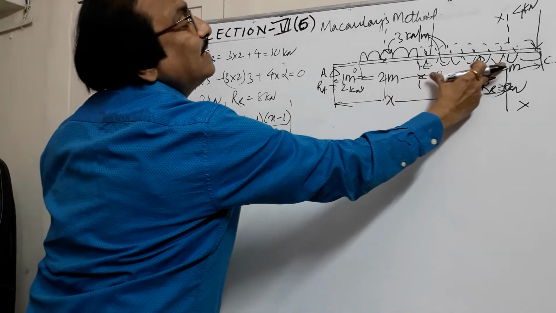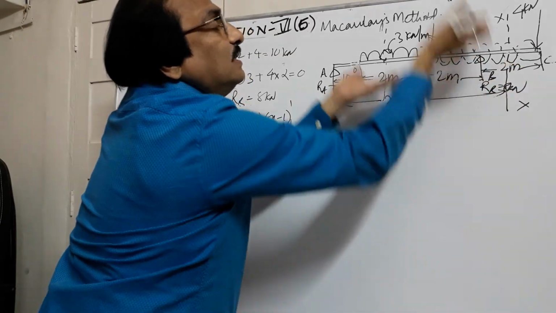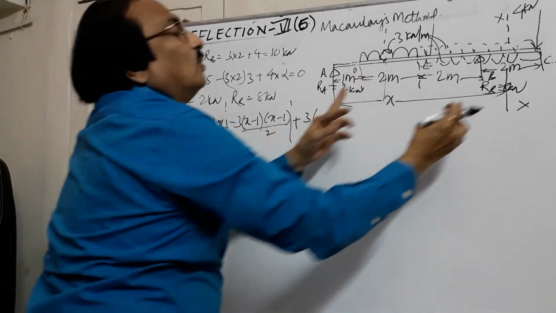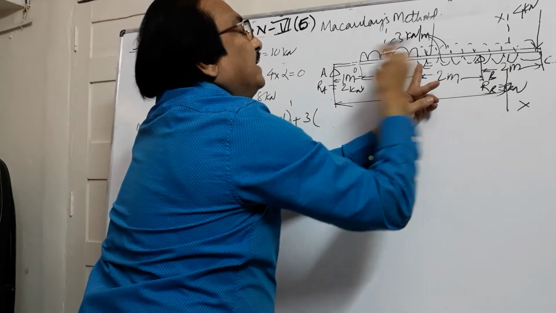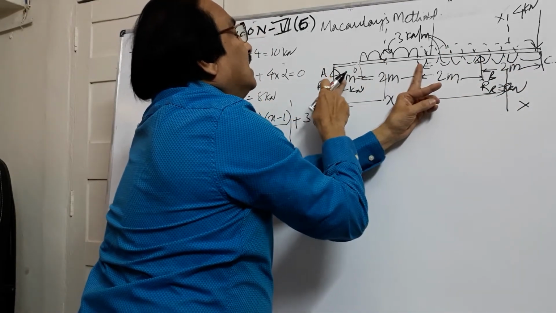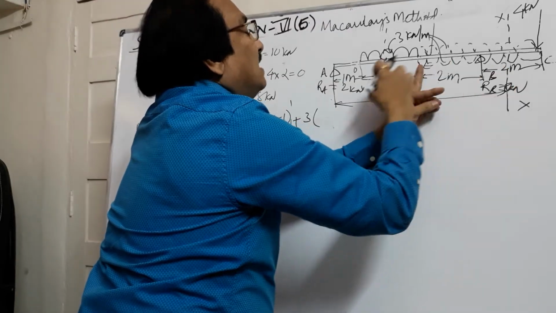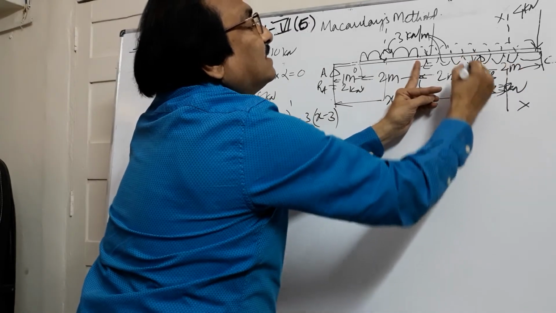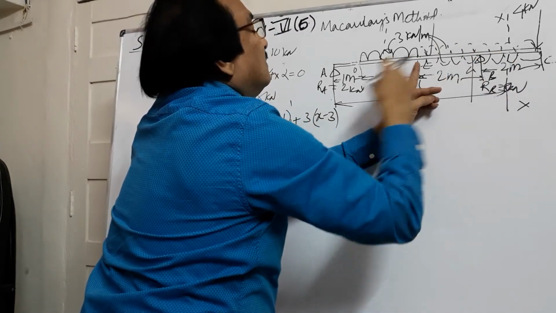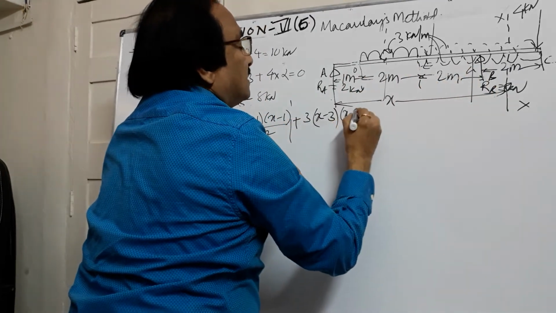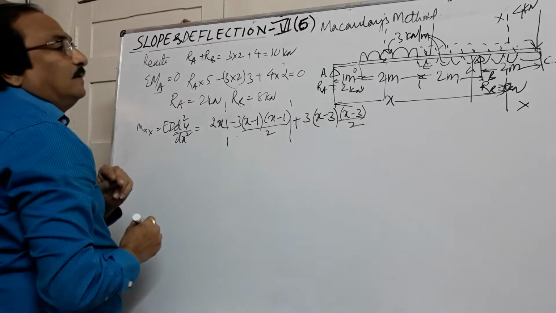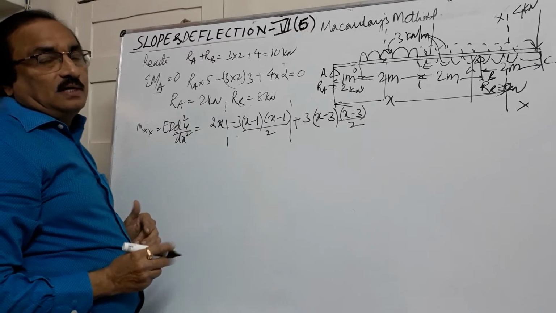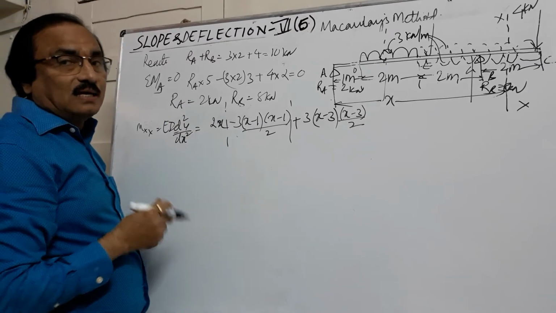Now there is an upward load acting from here to here. So that will be plus UDL 3 into, what will be this distance now? This distance will be x minus, from here to here, 1 plus 2 which is 3, so x minus 3. Where will the total UDL be acting? It will be acting at the center of this portion, so x minus 3 divided by 2. That is the benefit of taking the load to the end. Any number of loads acting, the Macaulay method can very easily handle it.